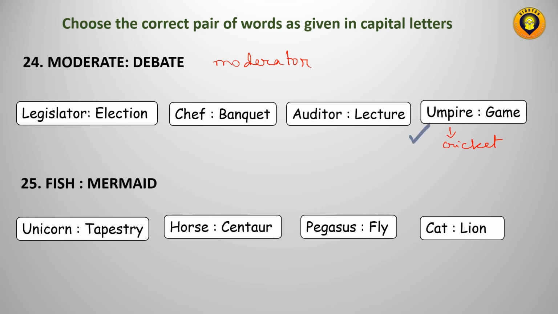Next is fish and mermaid. Mermaid is actually an imaginary character where half portion of the creature is of a lady and the lower part of the body is of a fish with the tail, right? Now options have been given: unicorn, tapestry, horse, centaur, Pegasus, fly, cat and lion. Definitely, since there is a fish and another characteristic, it is a species of a fish, although it's imaginary. So here the first option that we are going to eliminate is cat and lion.